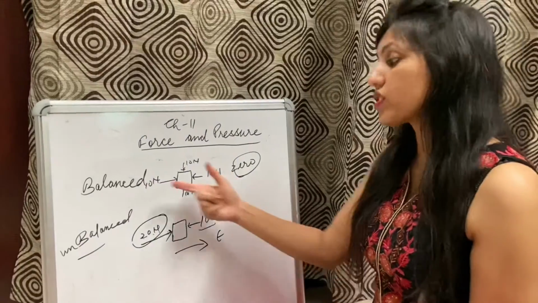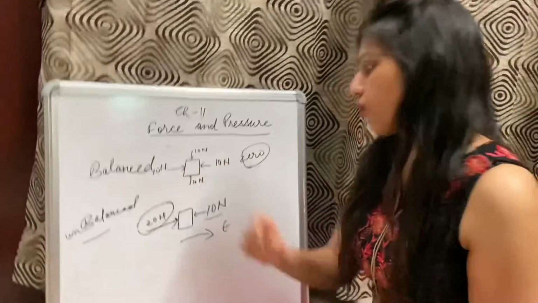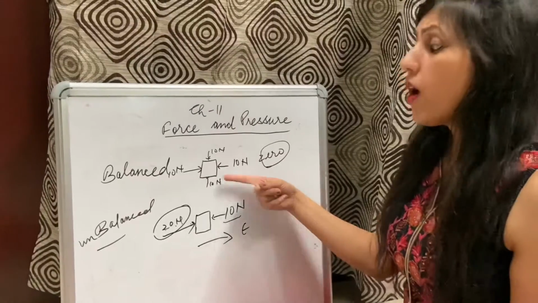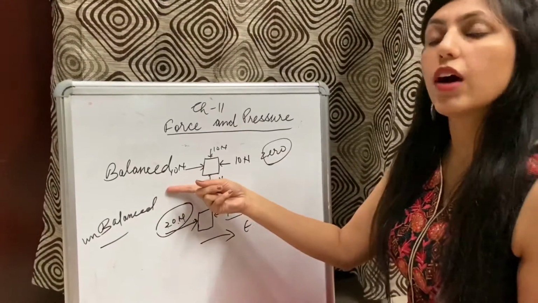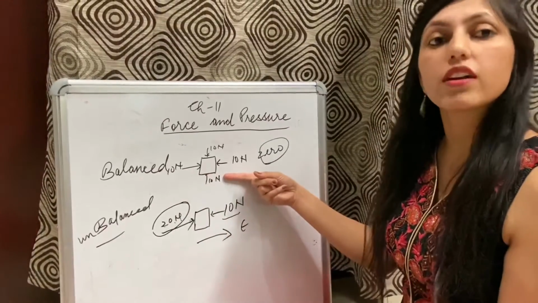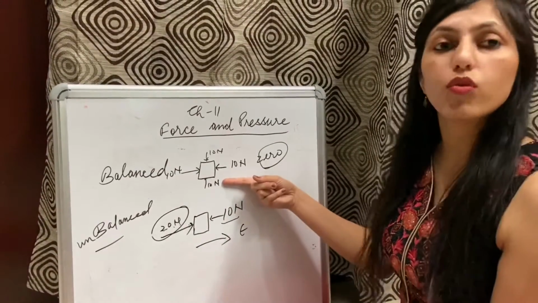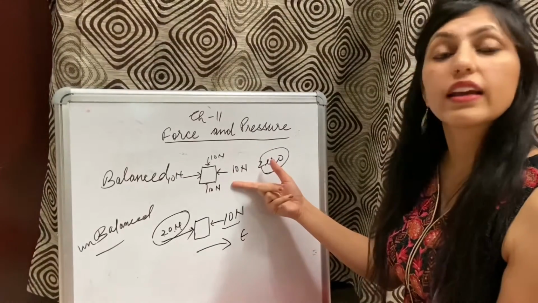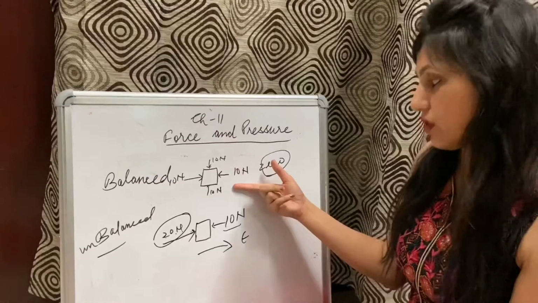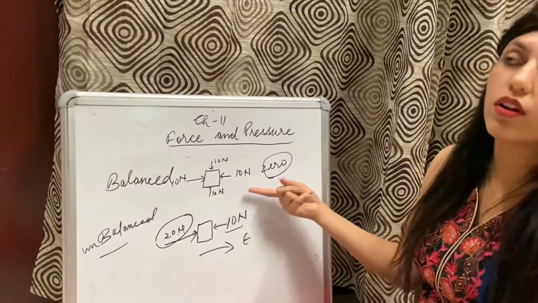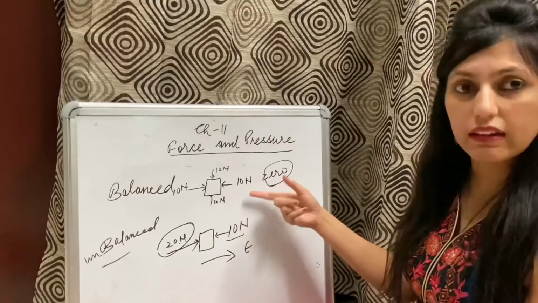Now the features of balanced and unbalanced force. Now you have seen, were you able to move this box? No. Means when a balanced force is applied on any object, the object remains stationary. You cannot move that object, or second, you cannot increase the velocity of that object. When the balanced force is applied on an object, you cannot move it or make it rest with the help of the force.